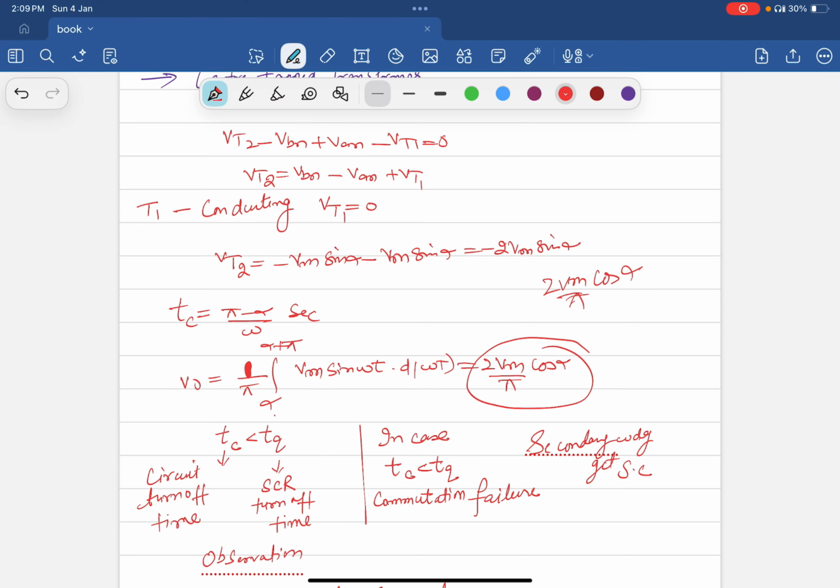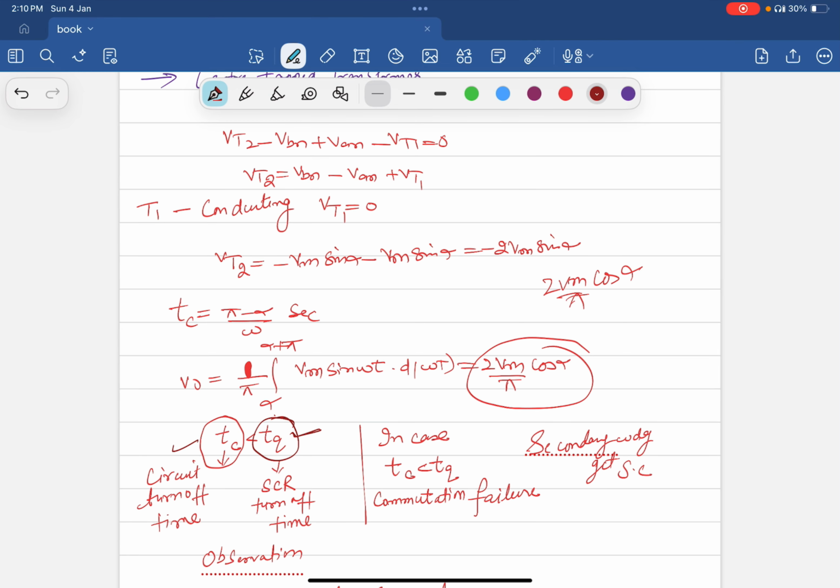The circuit turn off time is called Tc, and Tq is the SCR turn off time, as given in the specification sheet. The turn off time of the thyristor should be more than the circuit turn off time, because ultimately we have to protect the thyristor. So it should be greater than the circuit turn off time.